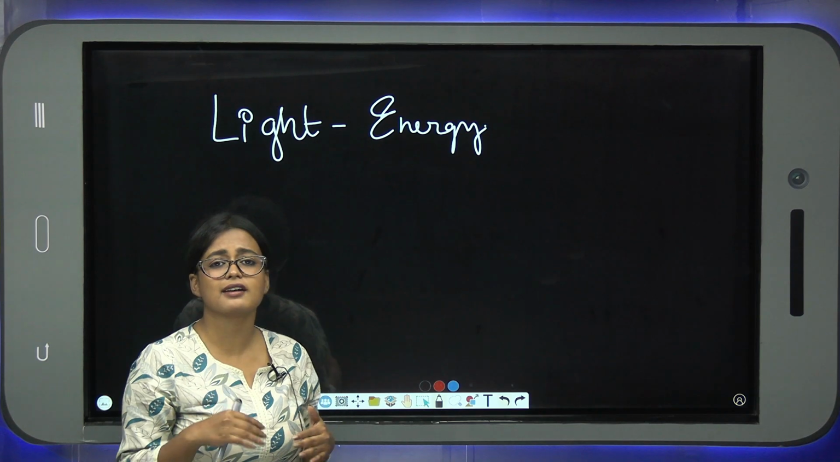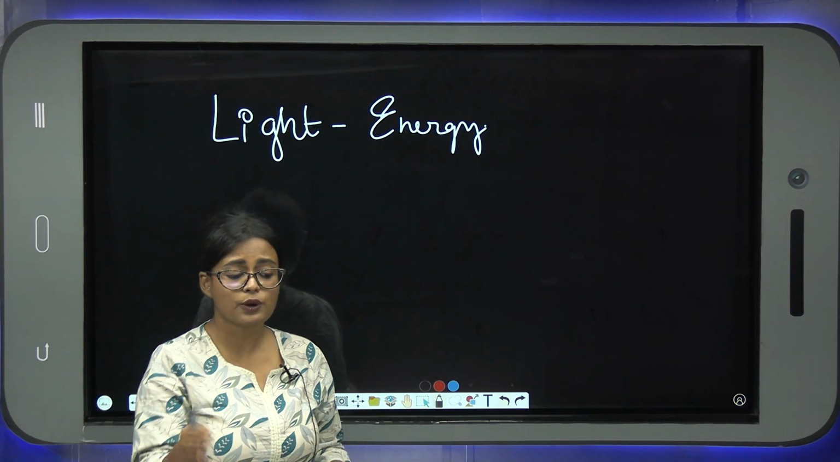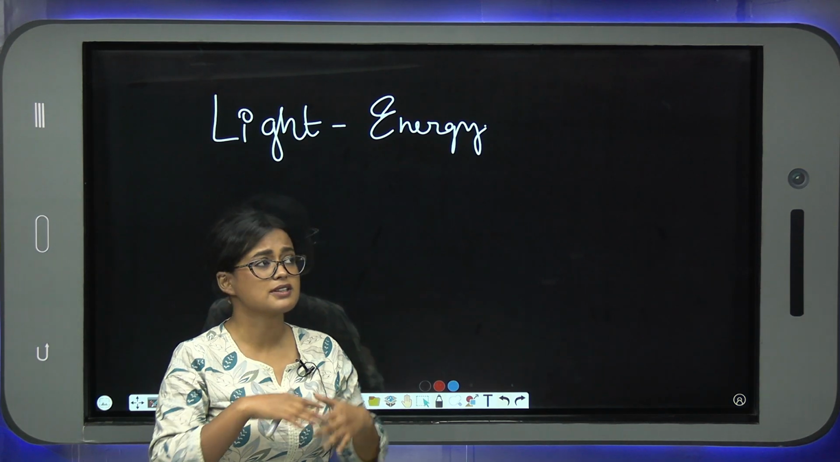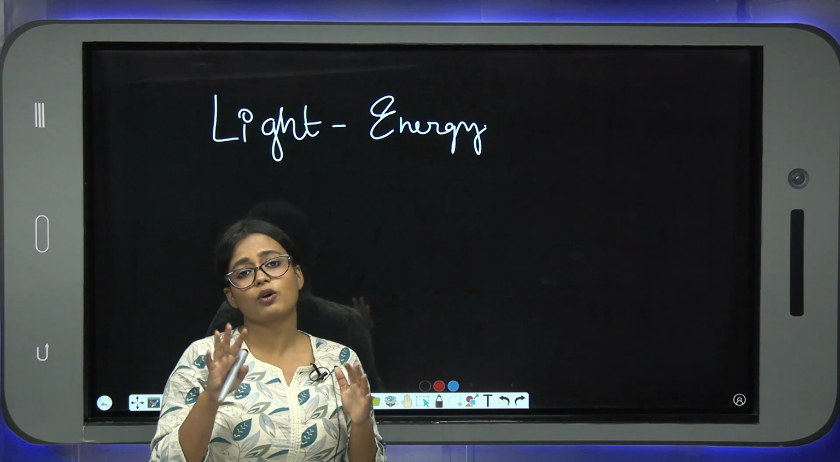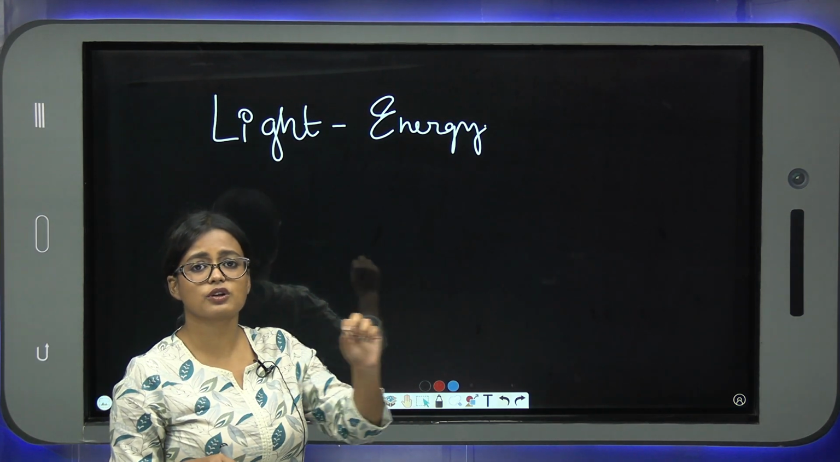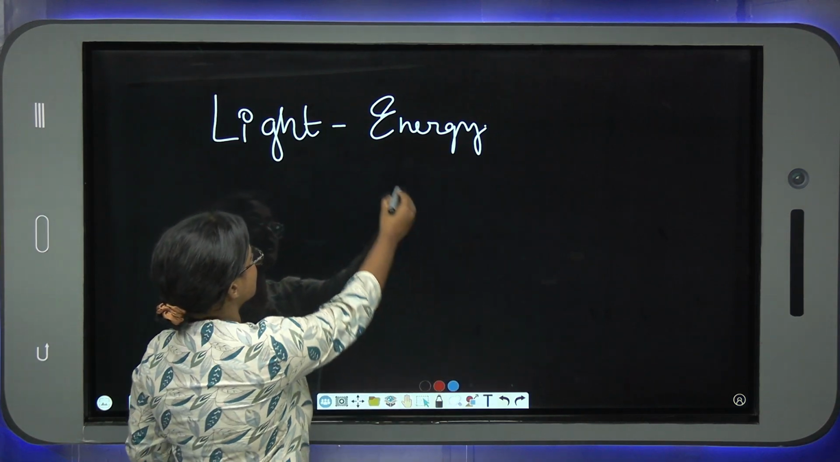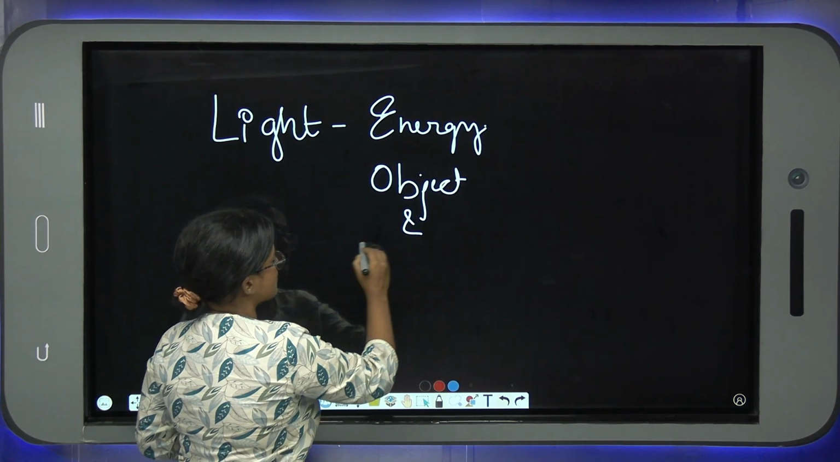If I stand in a dark room, you won't be able to see me. You are able to see me now because there are all these lights around. We are only able to see an object when there is light present. So this brings us to the concept of object and image.